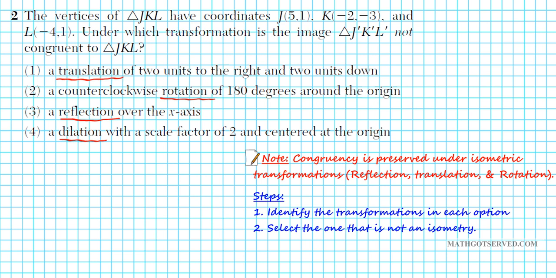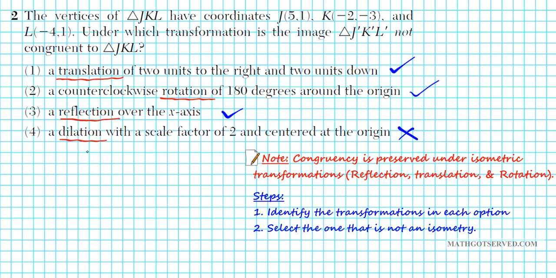Remember, we talked about it earlier. Reflections, translations, or rotations are isometries, but dilations are not. Okay, so option number 1 is a translation. That is an isometry. Option 2 is a rotation. That's an isometry also. It doesn't change the size of the object. Option 3 is a reflection. That is an isometry. Option 4 is not an isometry because it's a dilation.